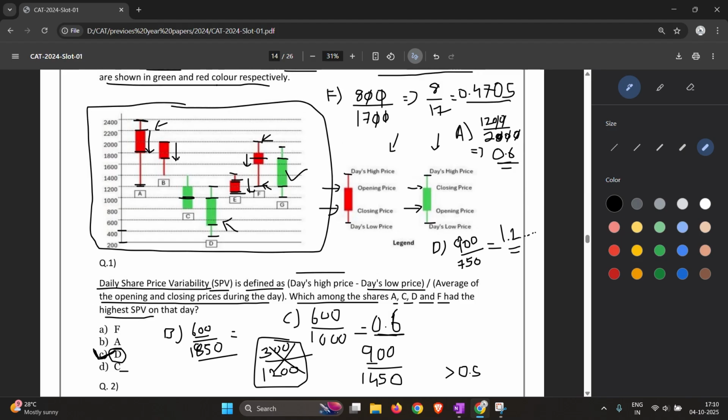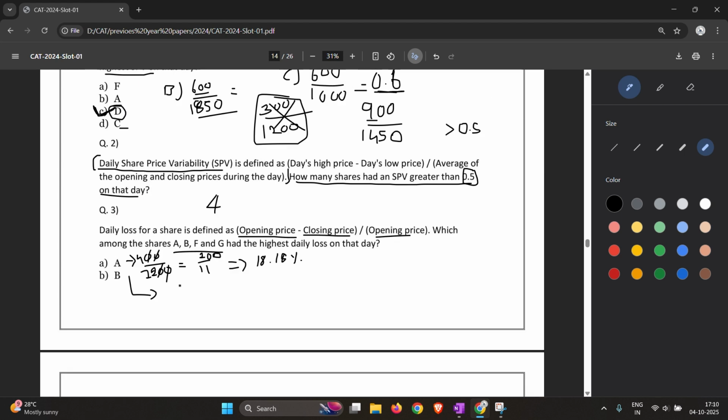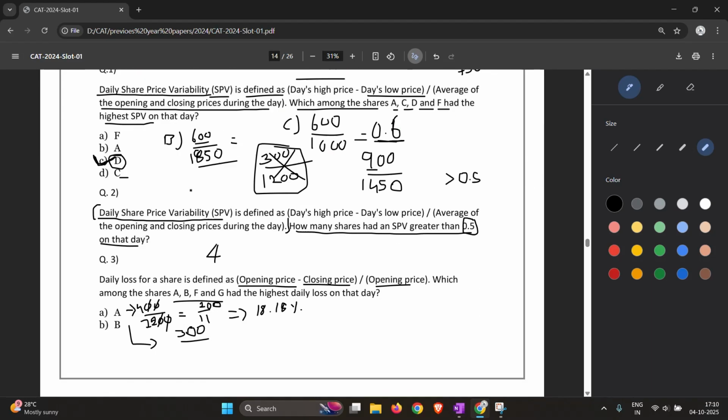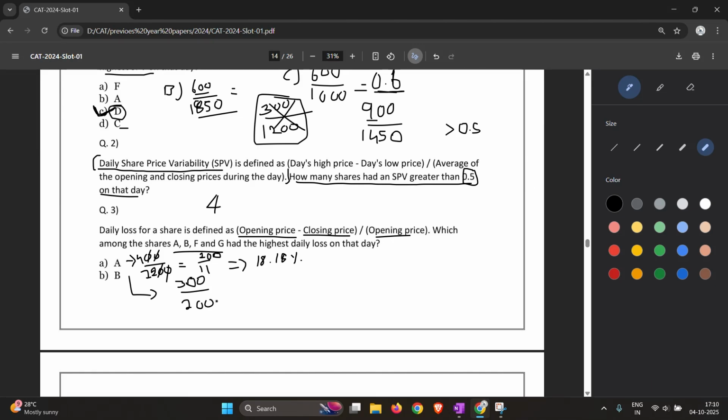Now for B, what is the loss for B? So for B, it is 2000 and over here it is 1700. So 300 rupees loss upon what is the opening price? 2000. So cross the zeros. So this goes to 300 upon 20 to get the percentage, and you would get around 15%. Not around, actually exactly 15%, as 15 twos are 30.